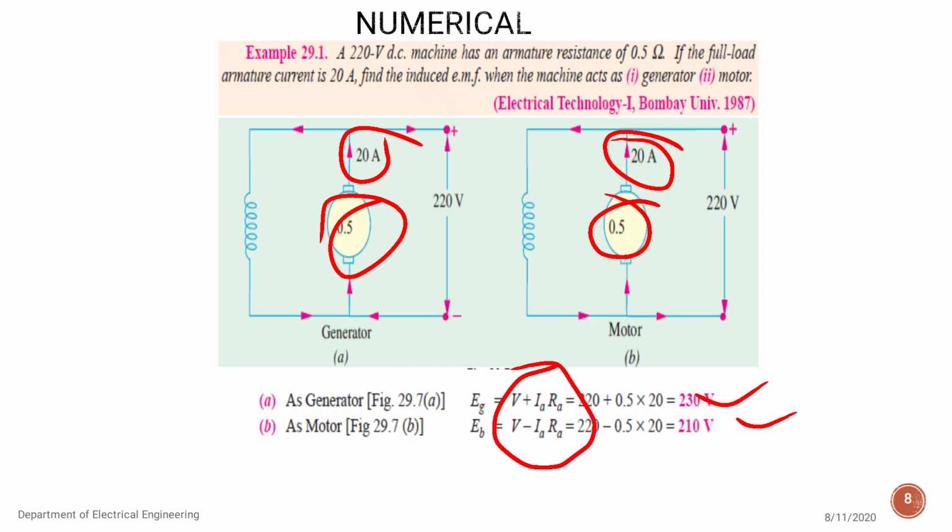I have revised many times that there is only a small change between generator and motor when calculating induced EMF when voltage and armature drop are known. For the generator case it is positive: voltage plus armature drop is equal to induced EMF. And voltage minus armature drop is equal to back EMF in case of the DC motor.